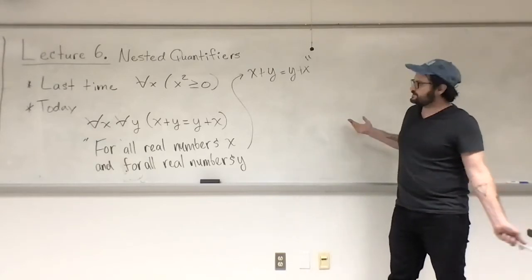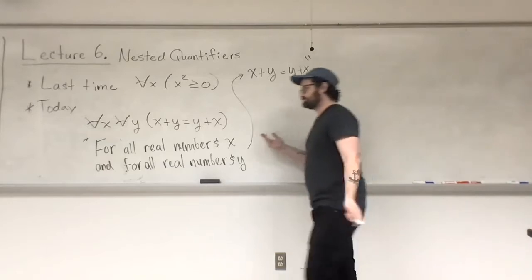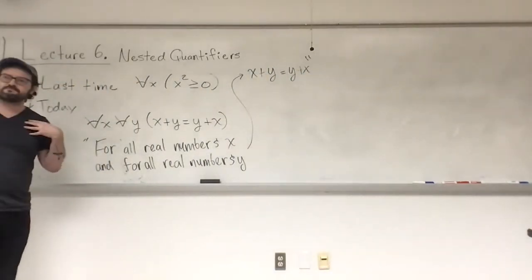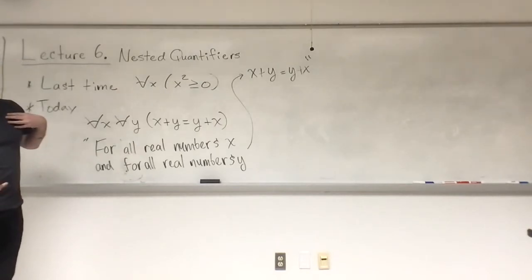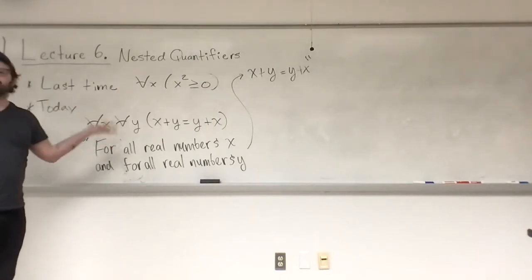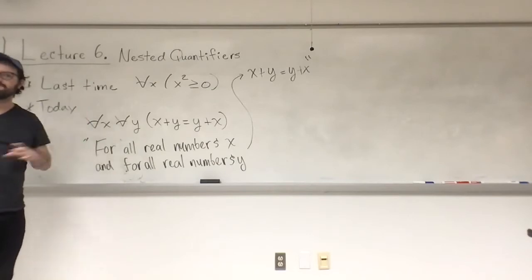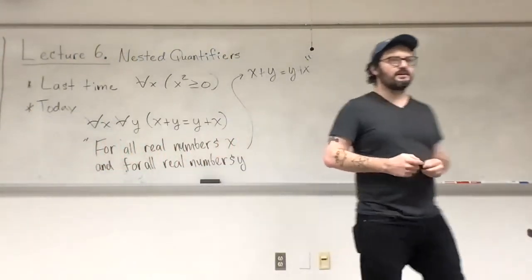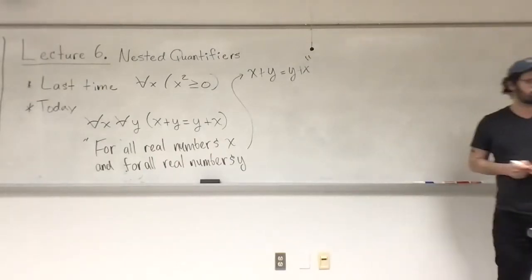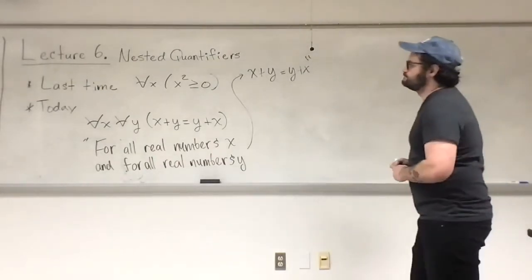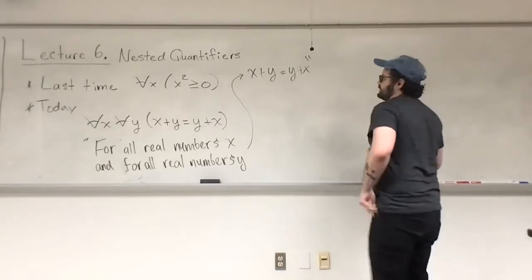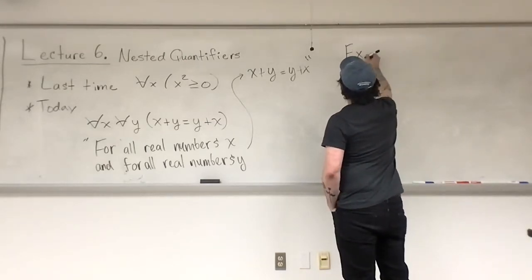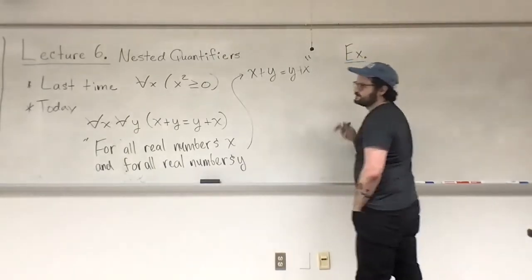So what's going on here? Maybe we can say for any real numbers x and y, the order of the sum doesn't matter between x and y, or something like that, right? There's so many different ways to think about it, but I encourage you to try to think of different ways to write it out. Okay. So maybe let's try another one.